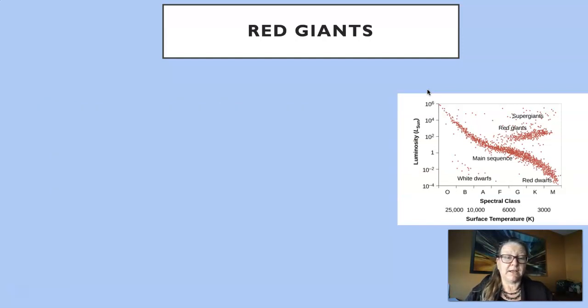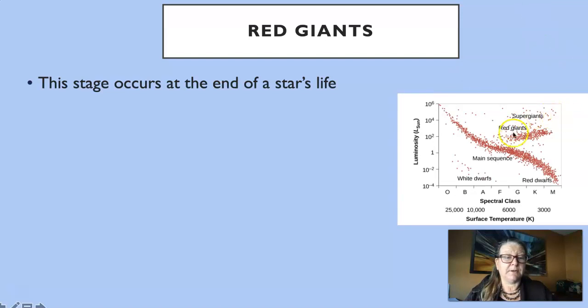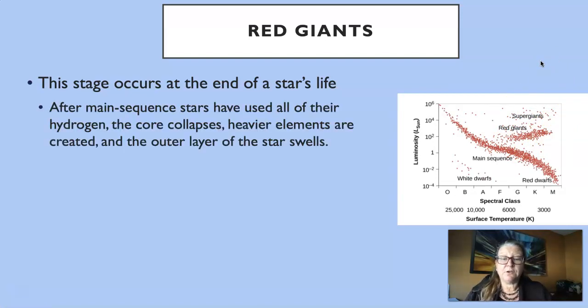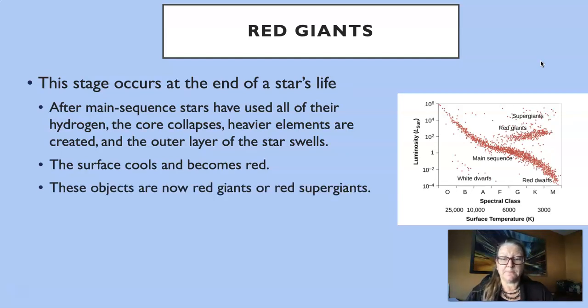Let's look at the red giants. These are stars that are up here in this region. So they're very bright, but they're not super hot. And red giants occur at the end of a star's life. After the main sequence star has used up all of its hydrogen, it collapses, some heavier elements can form in the core, and the outer layer of the star swells and cools. And as it cools, it becomes red. And that's why these are red colored. Depending on how big the star is we start with, we either get a red giant or a red supergiant.